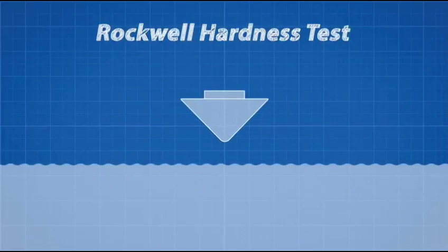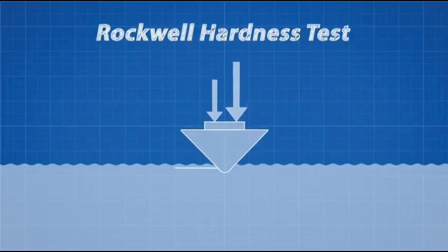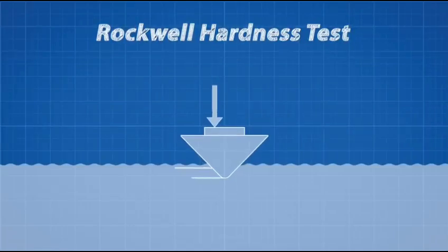This test involves 3 steps. First, a minor load is applied to the material by an indenter. This establishes a 0 point. For the second step, a major load is then added, which indents the material. And for the final step, the major load is removed while maintaining the initial load. The difference in depth between the first and third step is then used to calculate the hardness of the material.